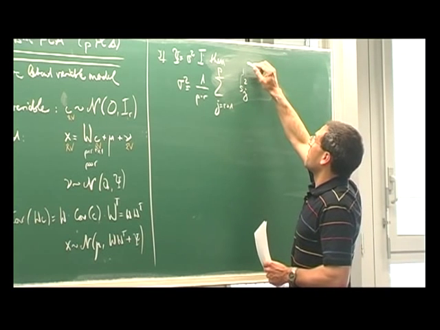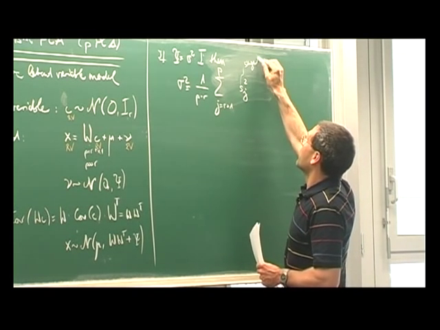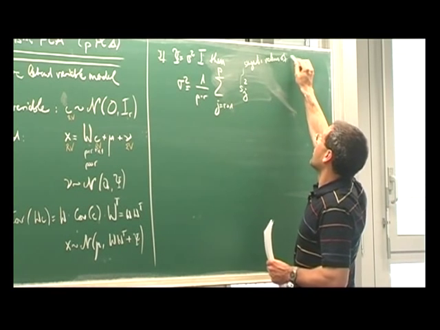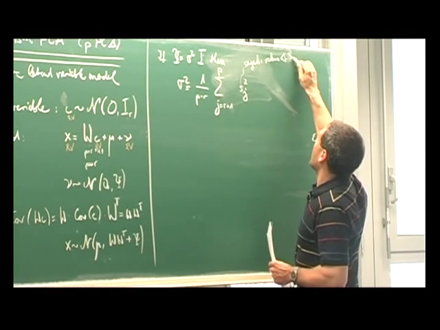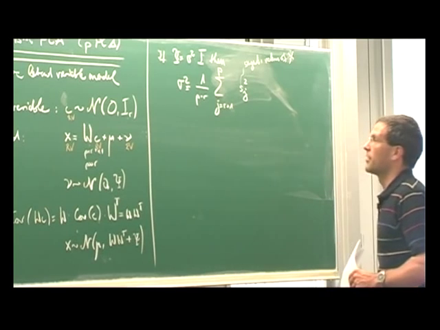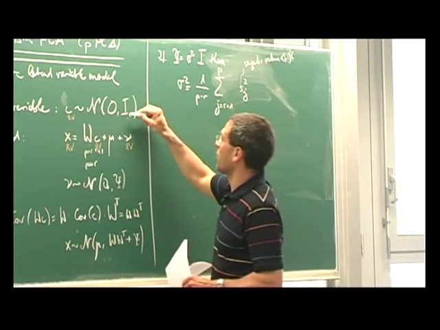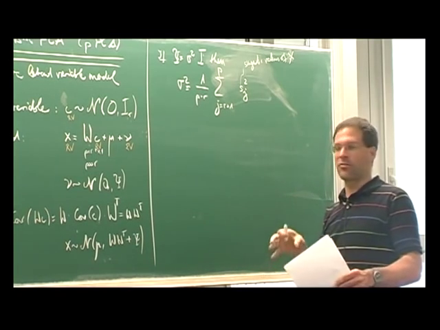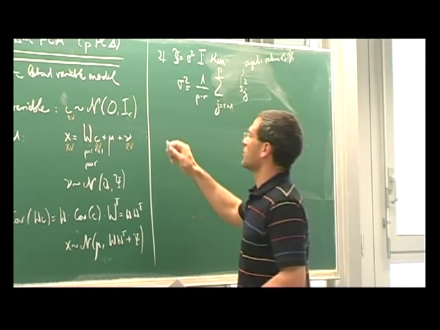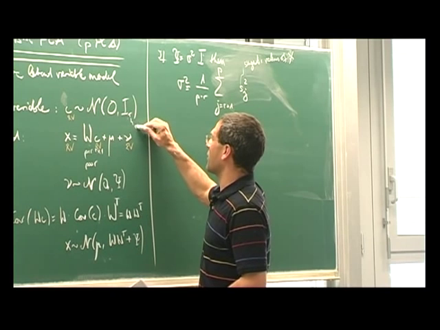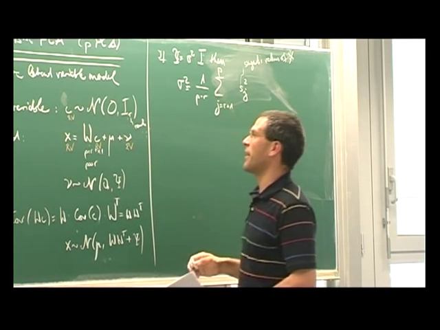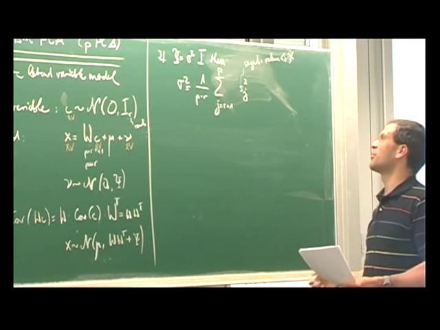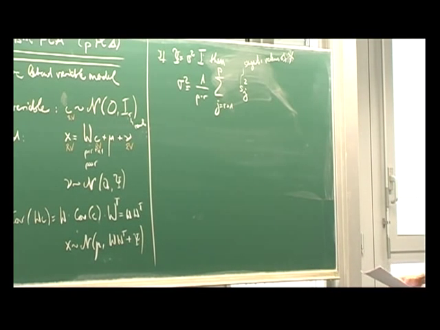So S, these are the singular values of our original observations X. This small r is the rank, so that's something that you need to put into the model. So the rank r is a design parameter. You need to specify in advance how many dimensions you believe your latent variable has.